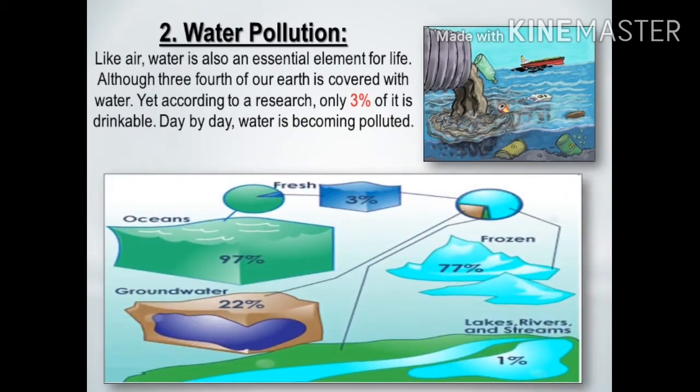Now students, look at this picture. We have different sources of water. As you can see, these are the glaciers. We can get 77% of water from these glaciers. We also have some lakes and rivers. We get 1% of water from these lakes, rivers and streams.